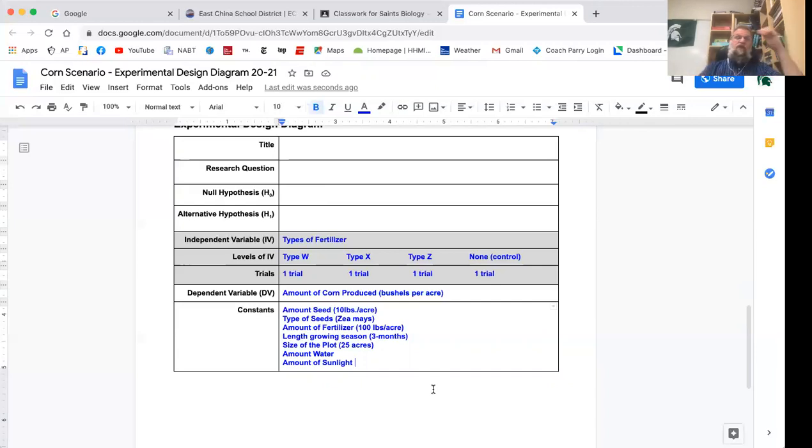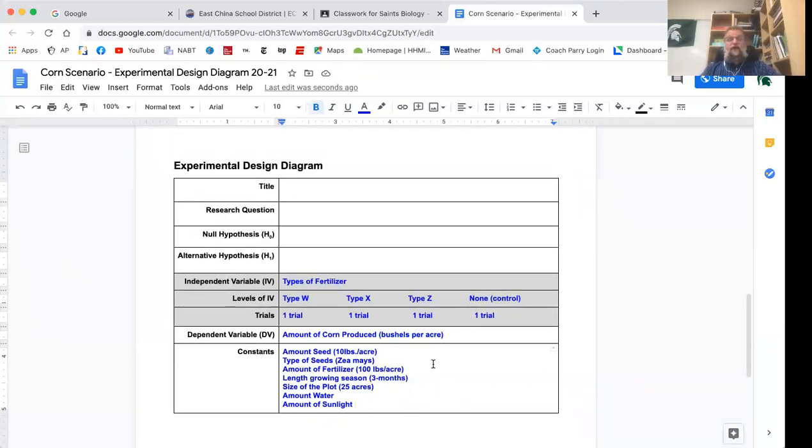Now that we have our variables, we can go up and we can create a title and a research question. So titles, this is one way to do it. You could just do sort of a plug and go. So you can say something like, the effects of the independent variable. Well, what's my independent variable? My independent variable right here is the types of fertilizer. So the effects of the type of fertilizer on the dependent variable. What's my dependent variable? The amount of corn produced.